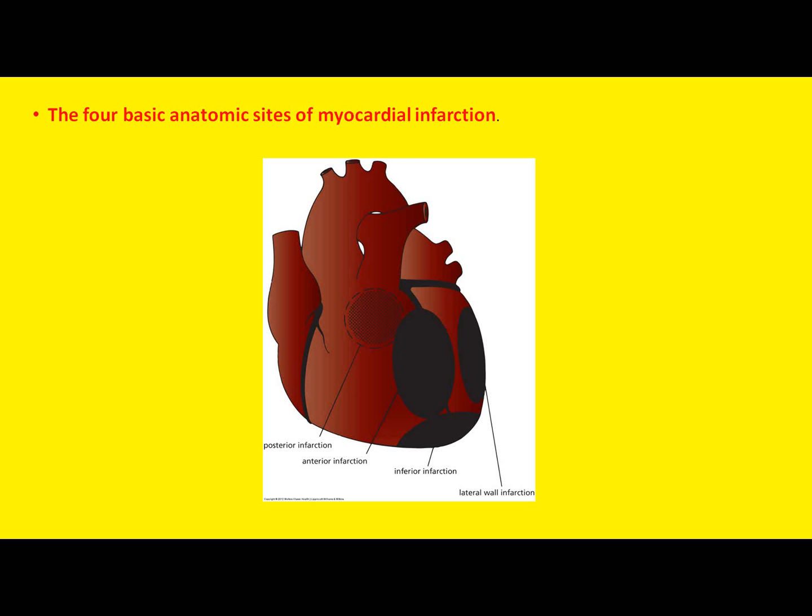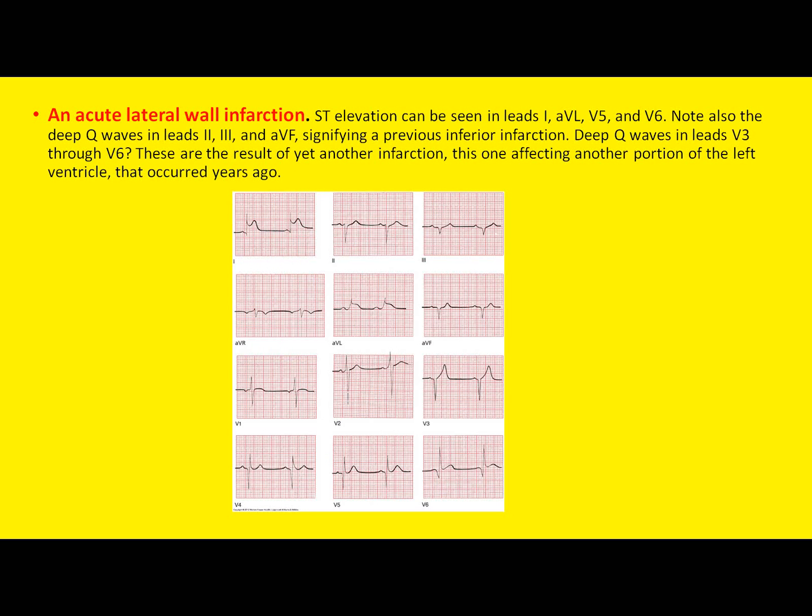Four basic signs of myocardial infarction. Here's the anterior infarction right here. Here's the inferior infarction in the bottom. Lateral wall infarction is right there, and the posterior infarction is in the back. You see that clearly? Anterior infarction, lateral infarction, and the inferior infarction right there. So acute lateral wall infarction, which leads do you want to look at mostly?